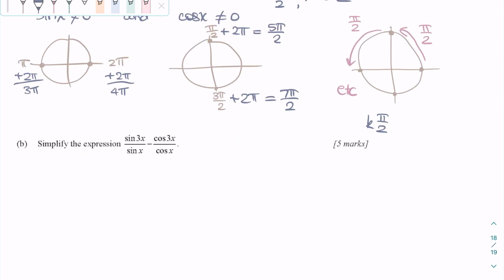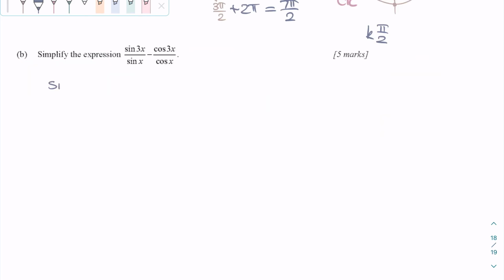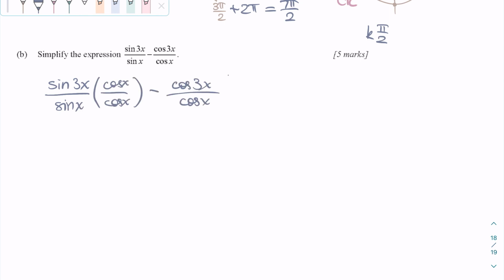Part B asks us to simplify the expression, which was the function in part A. Let's first combine the fractions by multiplying the first part by cosine on the top and bottom, and the second fraction by sine on the top and bottom.